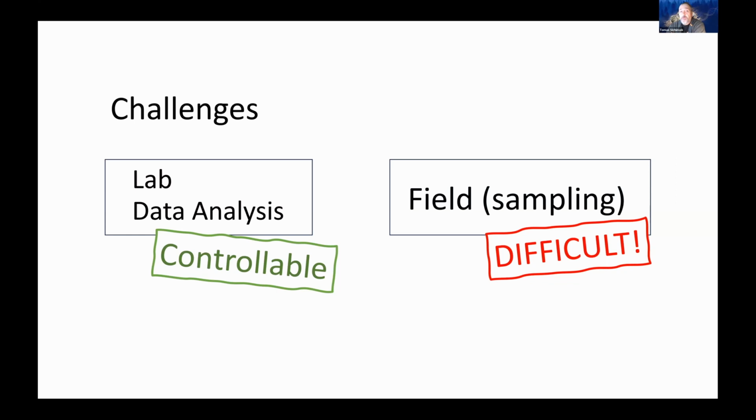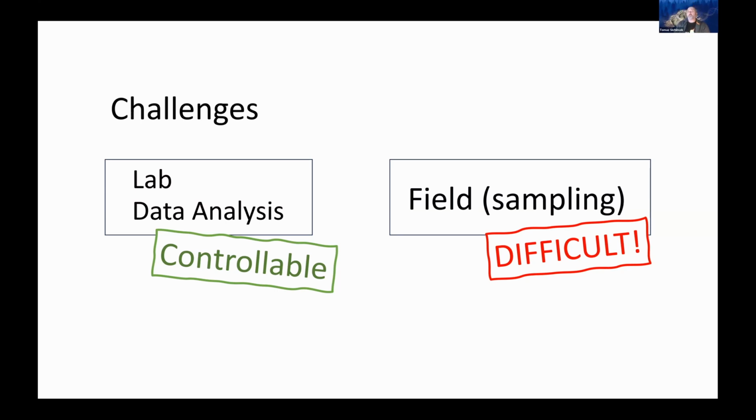The field sampling part is where the problems are. It's very unpredictable. Things can go severely wrong. And this is why I'm emphasizing this: this is where the focus should be. If you are thinking about a study like that, this is where you should really concentrate and think.